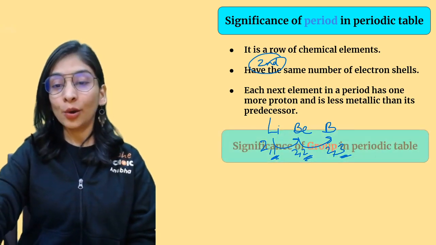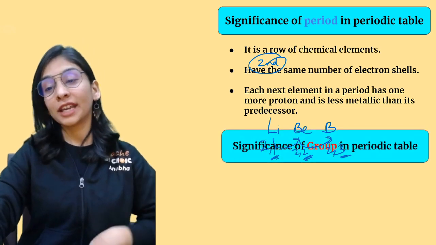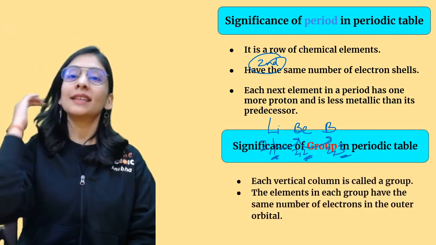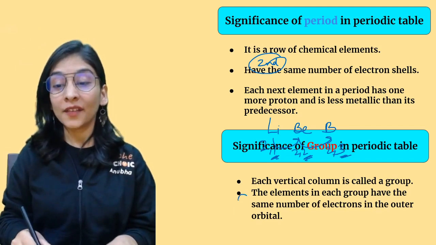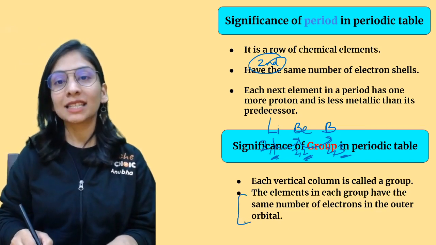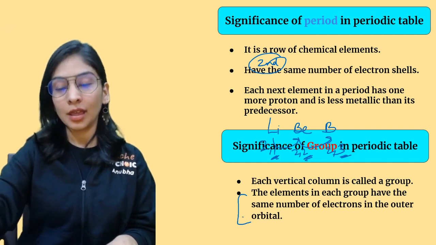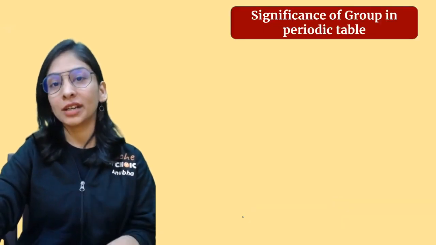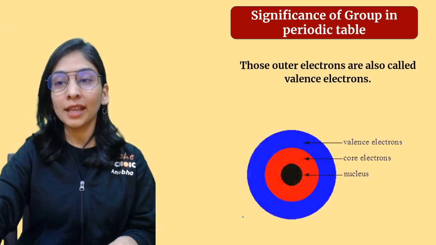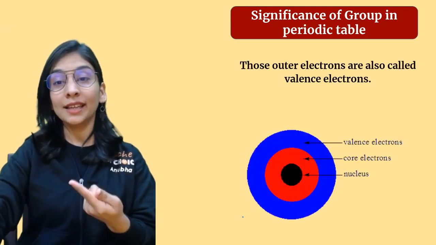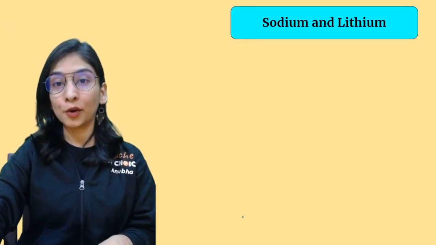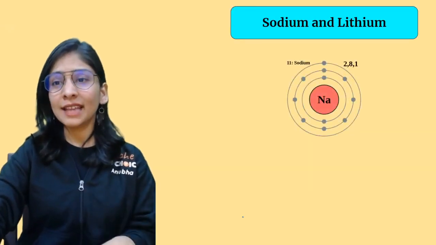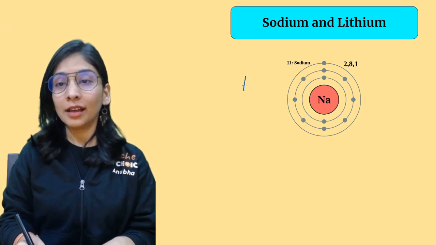Okay, now let's talk about the significance of group in the periodic table. As I said, each vertical column is your group, and the elements in each group have the same number of valence electrons. That's how we get the same type of chemical behavior. That's the property of a group. That's the periodicity we observe in the group. Okay, and totally valence electron is the one that's helping us to decide the group number. Let's take the example of sodium and lithium.